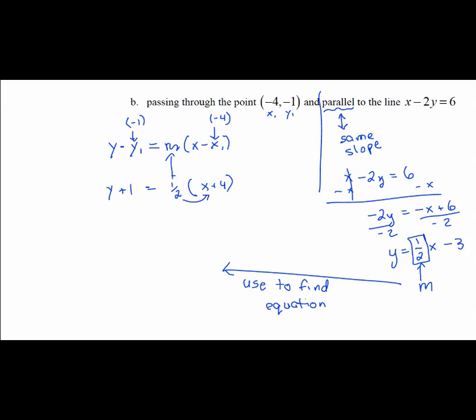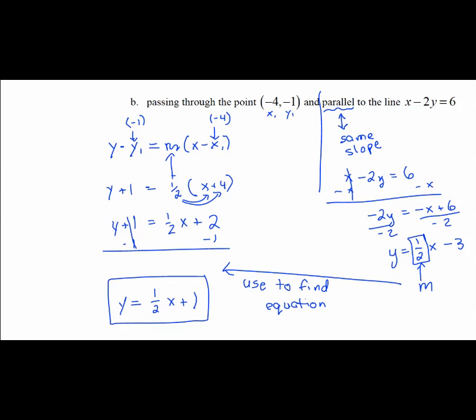I need to again distribute this 1/2 into the parentheses to get y plus 1 equals 1/2 x plus 1/2 times 4 is like saying half of 4. So I might be able to do this one in my head. If not, you can do it off to the side like we did in the last example. Subtracting 1 from both sides here gives me y equals 1/2 x plus 1 as my final answer.